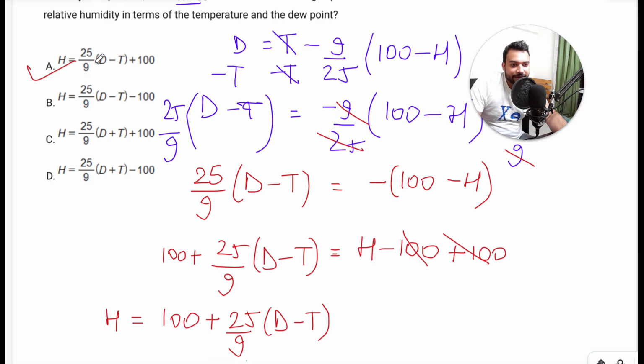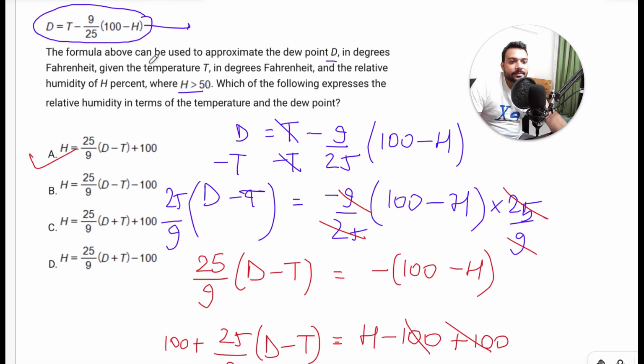Option A, 25 over 9 d minus t plus 100. That's the correct answer. So this is simple rearrangement.